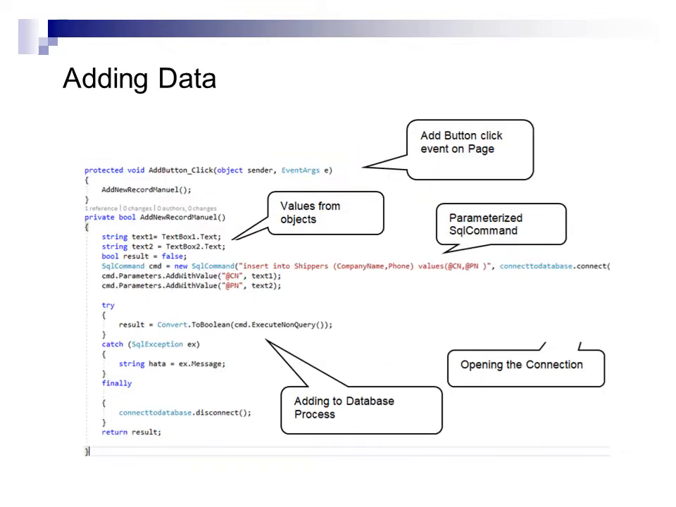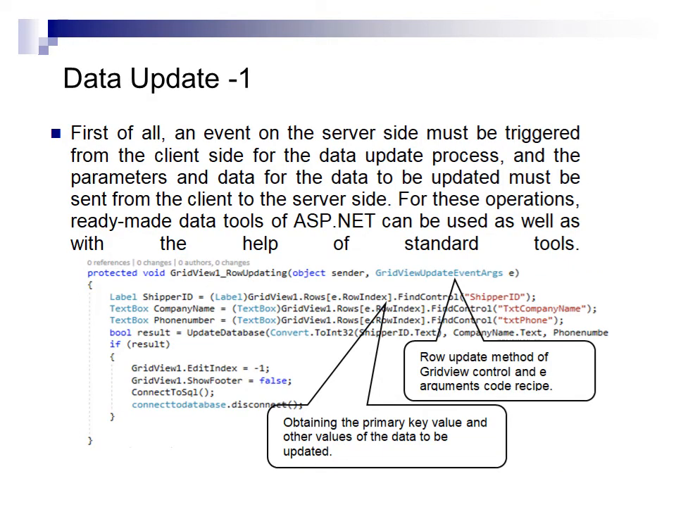Adding data. You can see steps of code showing how data can be added. Data update, chapter 1. First of all, an event on the server side must be triggered from the client side for the data update process, and the parameters and data for the data to be updated must be sent from the client to the server side. For these operations, ready-made data tools of ASP.NET can be used as well as standard tools.